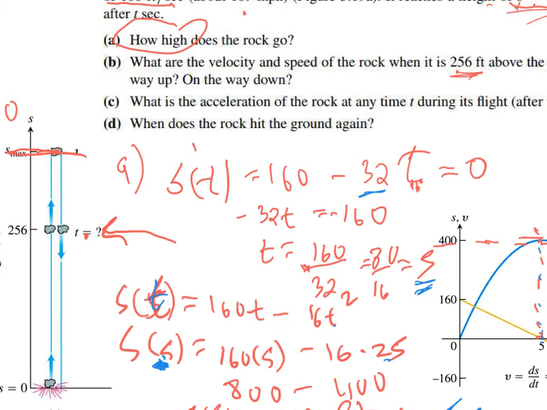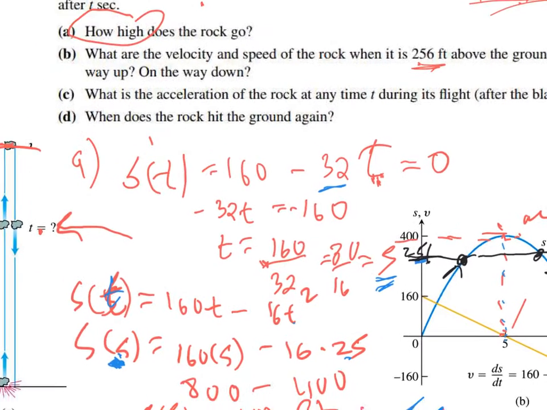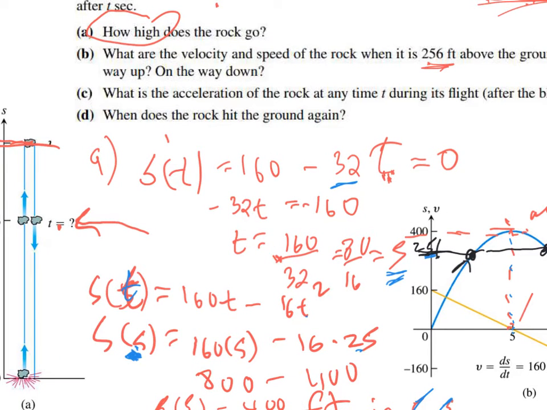Let me put a black line here. Right here. If I cut across to the position, there is the position when it was going up. There's the position as it's going down, and we'll call this 256, okay? So he wants to know, at that second, what's the speed of this rock? And the velocity would be the slope of the tangent line right there.